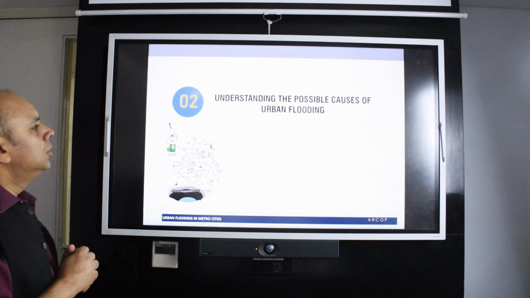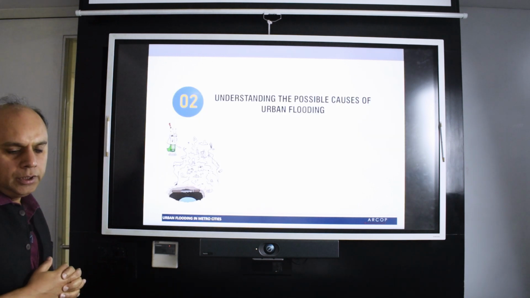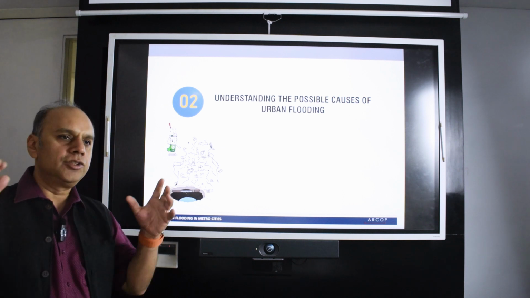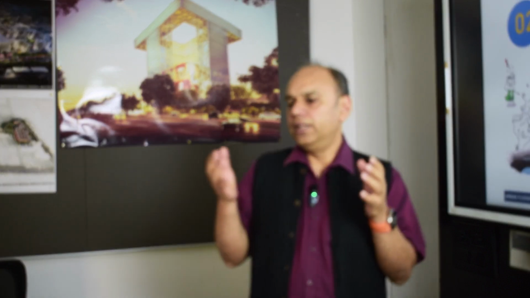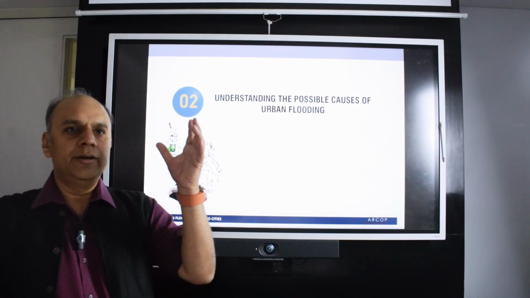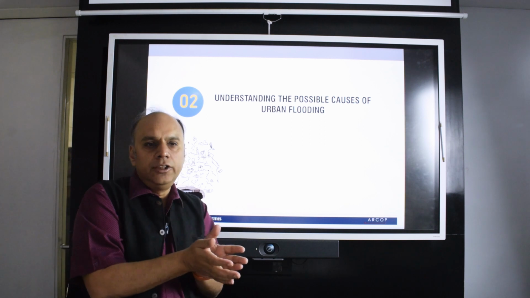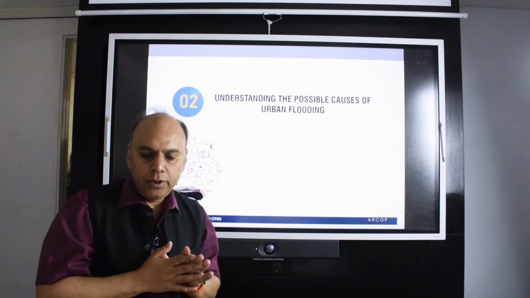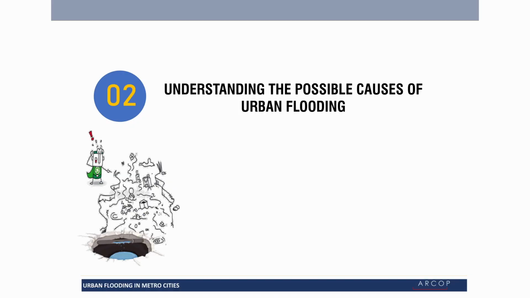Let's come now to the real issues. So we are moving on to chapter 2 now. We've already understood the statistics and the data behind the Najafgarh basin and the Najafgarh drain, which the basin primarily drains into, and then finally the drain flows into river Yamuna. So now we are trying to understand what are the possible causes of urban flooding.